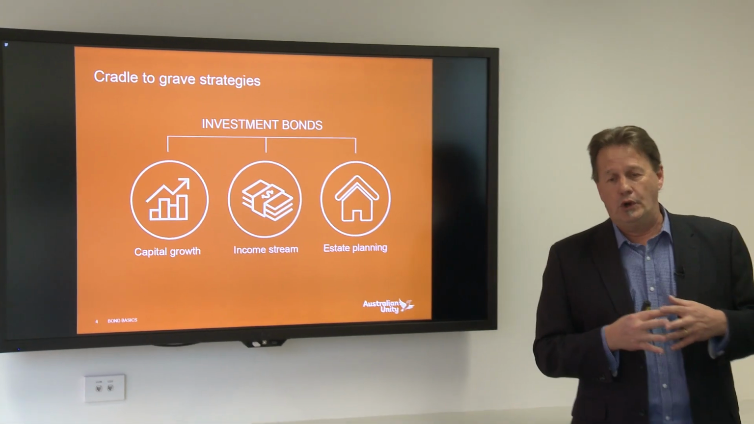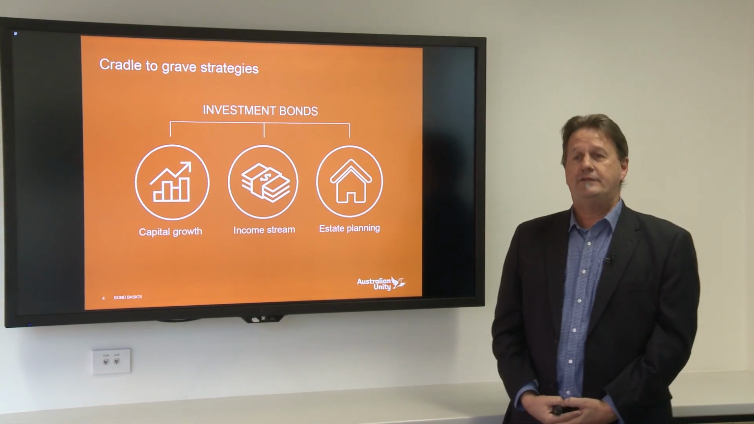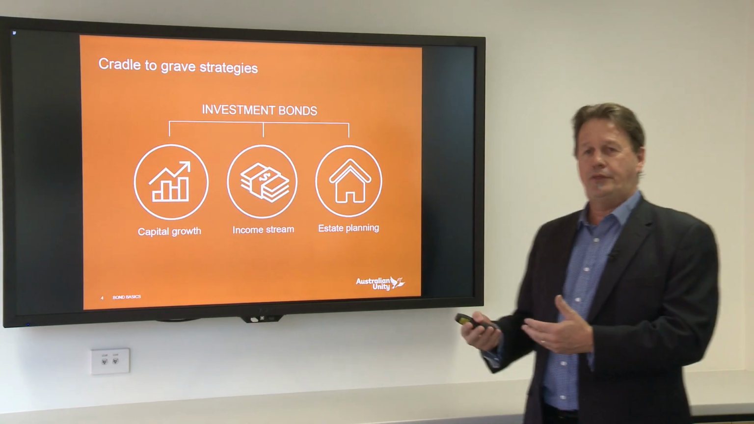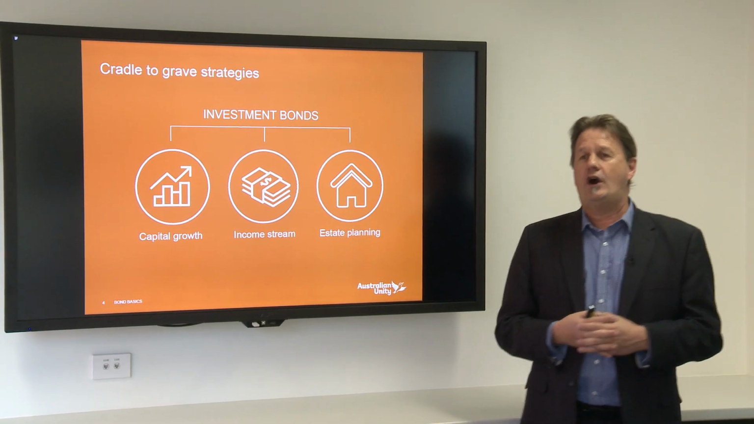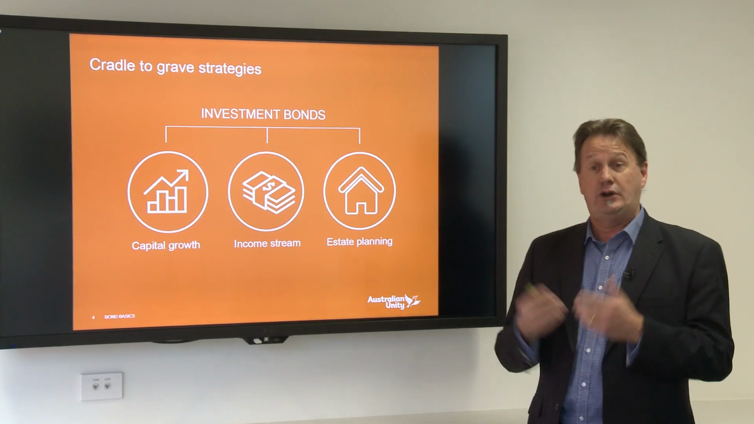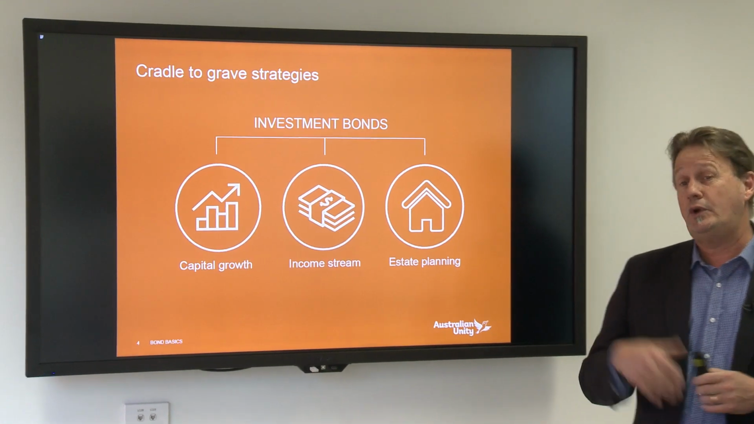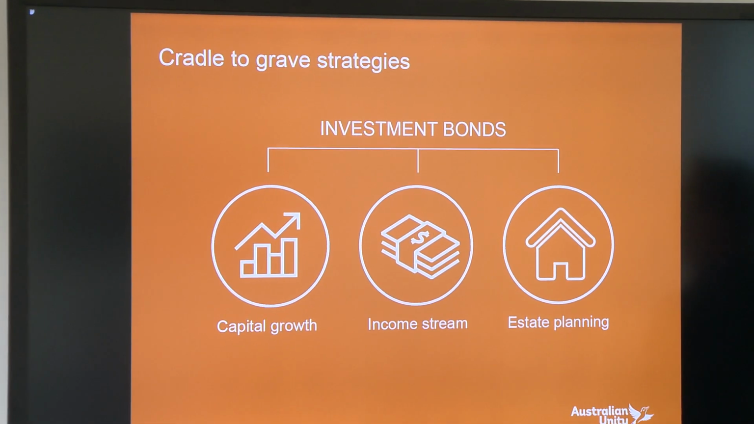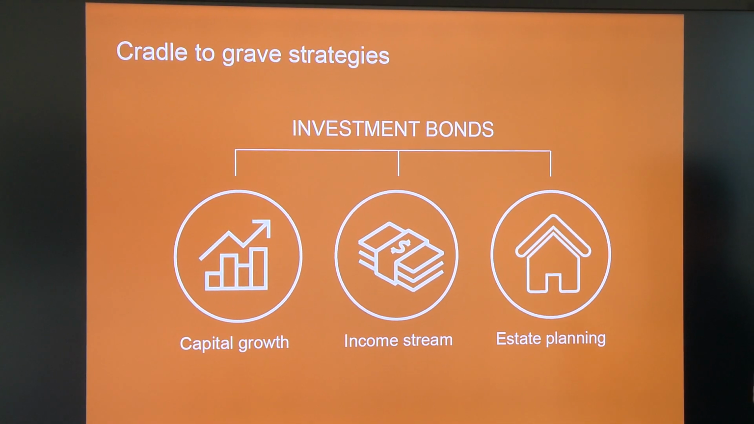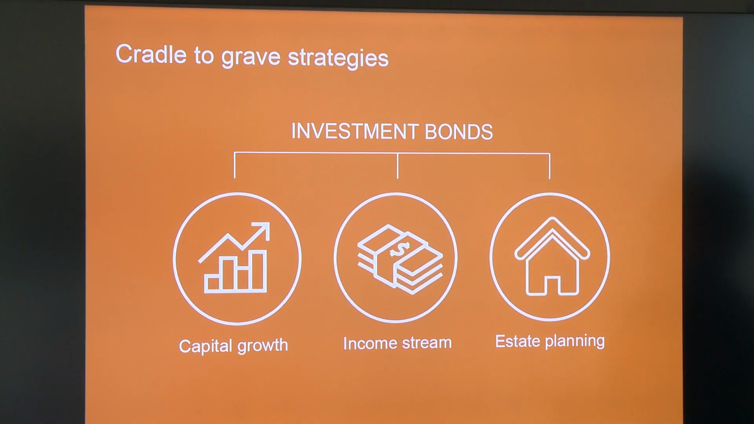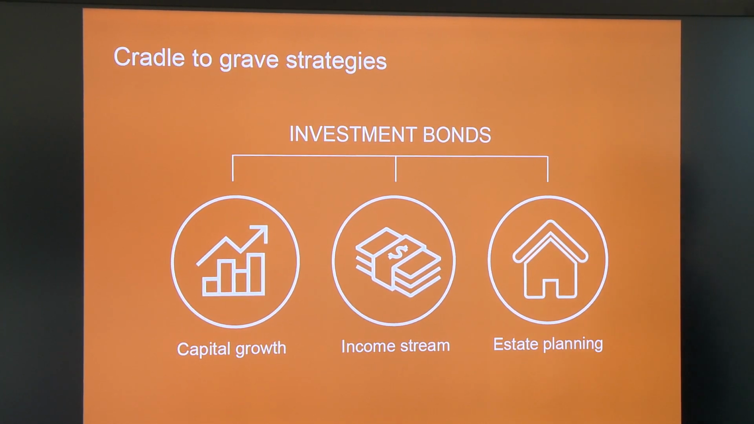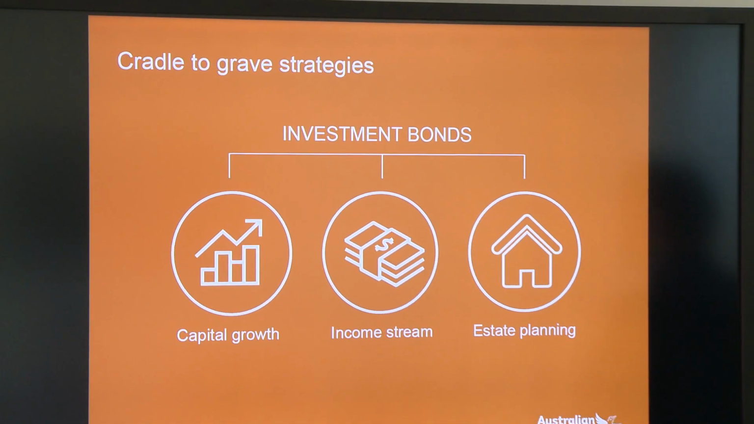Investment bonds in our world can be a cradle-to-grave strategy. So what does that mean? You can use an investment bond to accumulate wealth through savings. And then at a point in time where you decide that you need to use that money, you can either draw it out as a lump sum and spend it, or you can actually turn it into an income stream. And then at the end of that, when you decide to depart this earth, investment bonds can provide some very effective estate planning processes for you and can actually help that transfer of wealth from you to your beneficiaries.